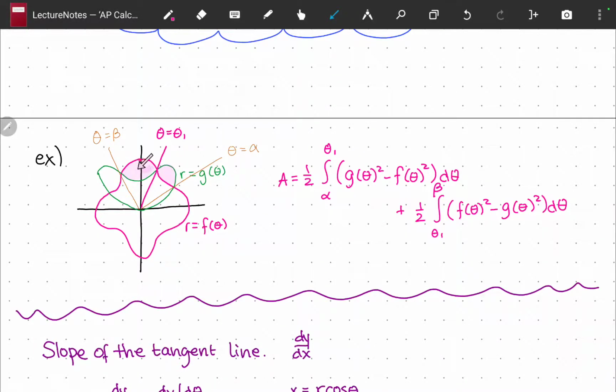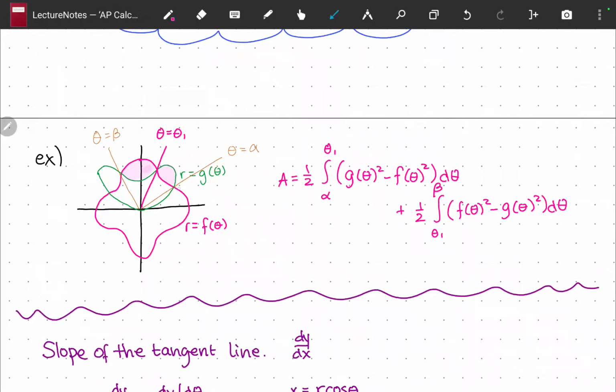Let's say I wanted to find these pink regions here. Well, the pink regions, this first region, the green is the outer curve and the pink is the inner curve. But then it swapped, pink being outer and green being inner. So you would actually have to make two different integrals. And you'd have to find that point of intersection to find your theta.